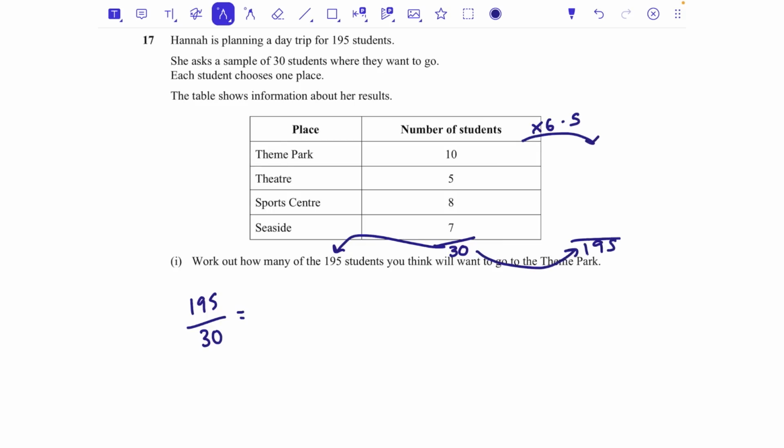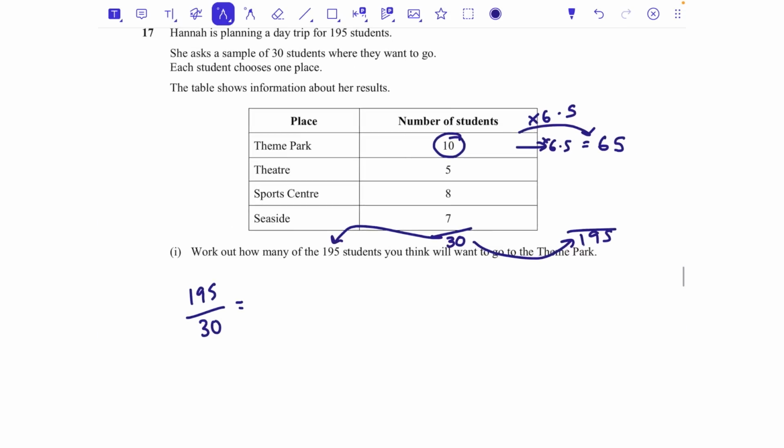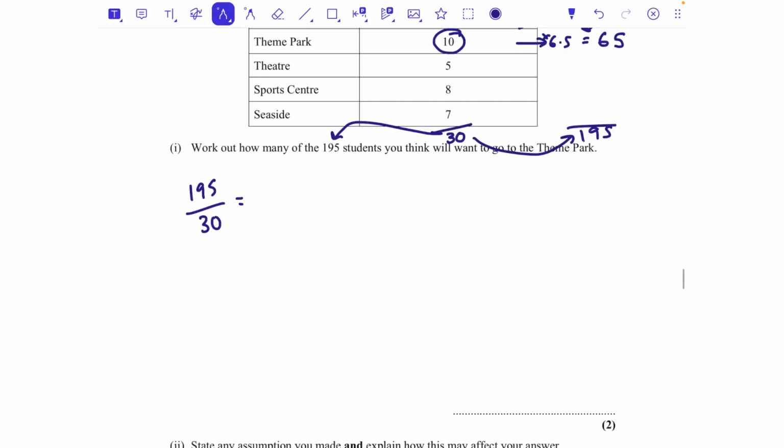Now we haven't got to work them all out. The only one we've got to work out is the theme park. So if I times that by 6.5, that's going to get me 65 students. And so that's how many we actually think would want to go to the theme park. So that's one way of doing it.